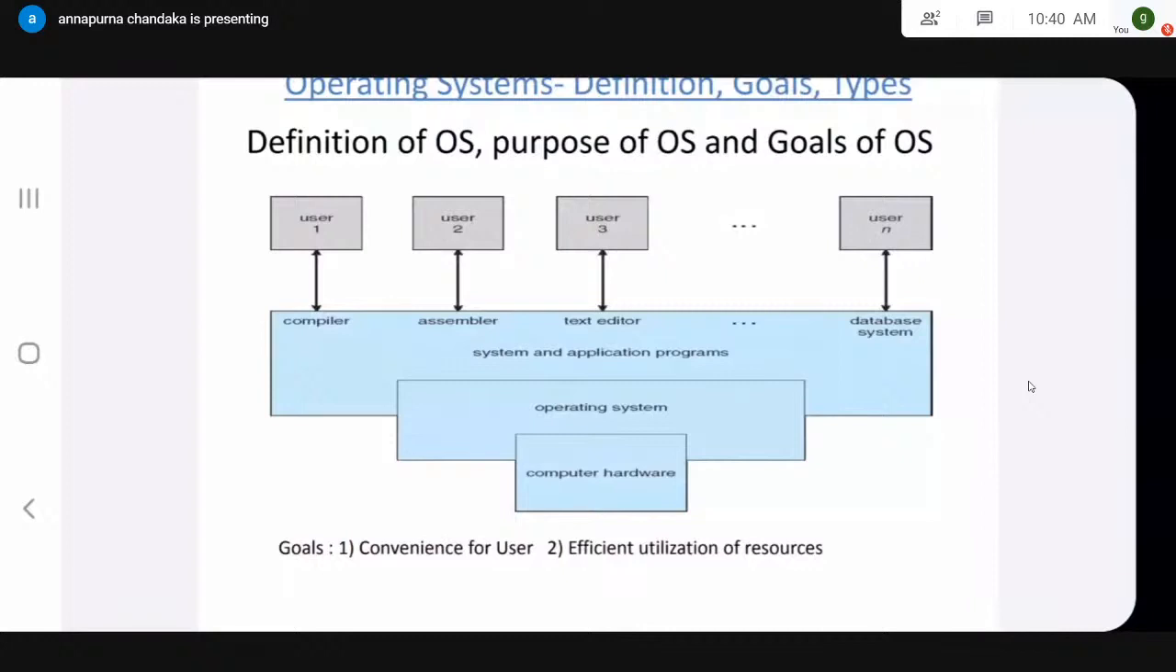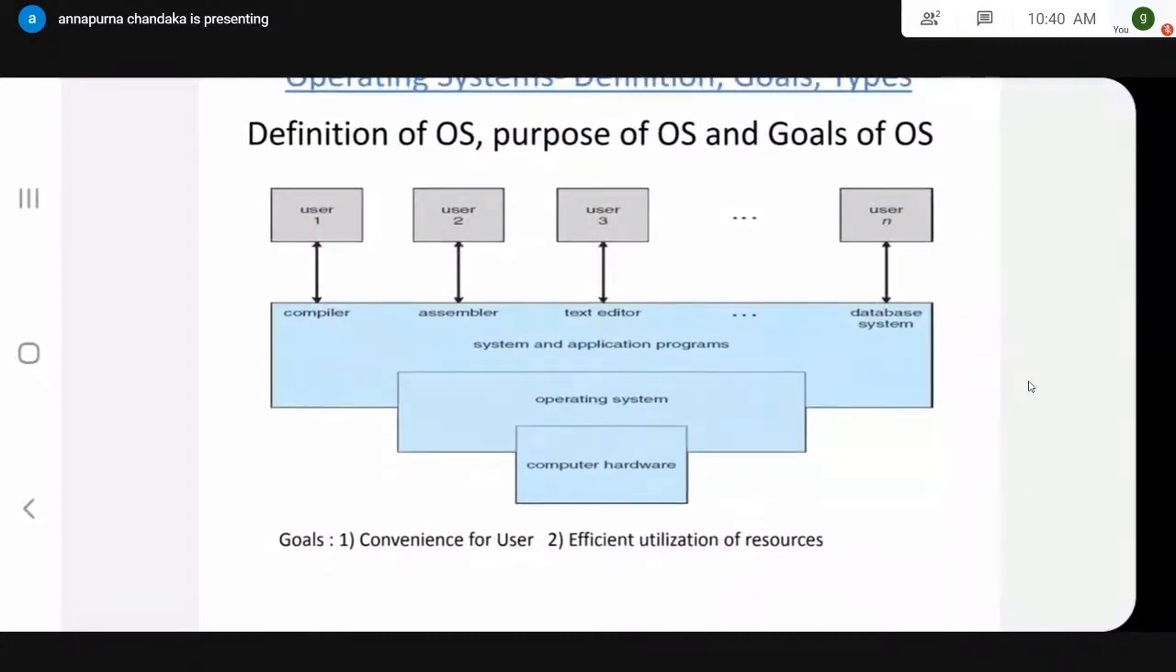And the third very important component is users. The user is also treated as one of the components of a computer system. Why? Because a computer cannot work on its own. It always needs instructions from the user. It is always manipulated by the user. These are the three components.